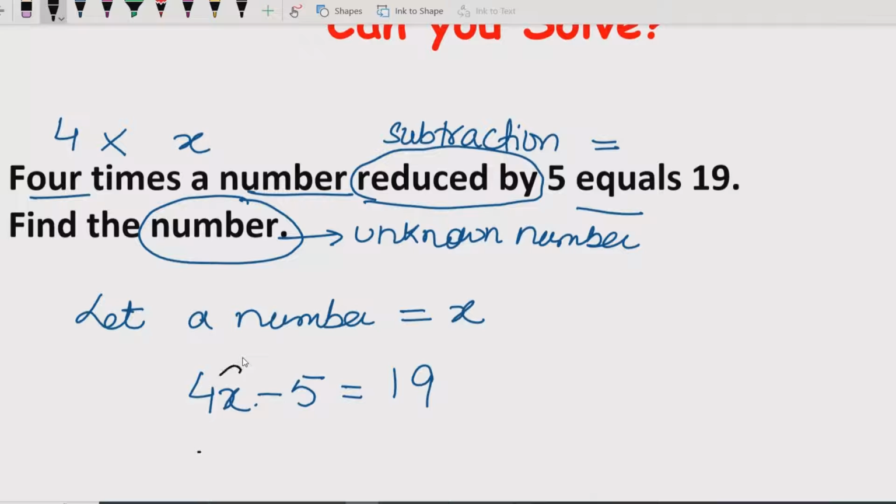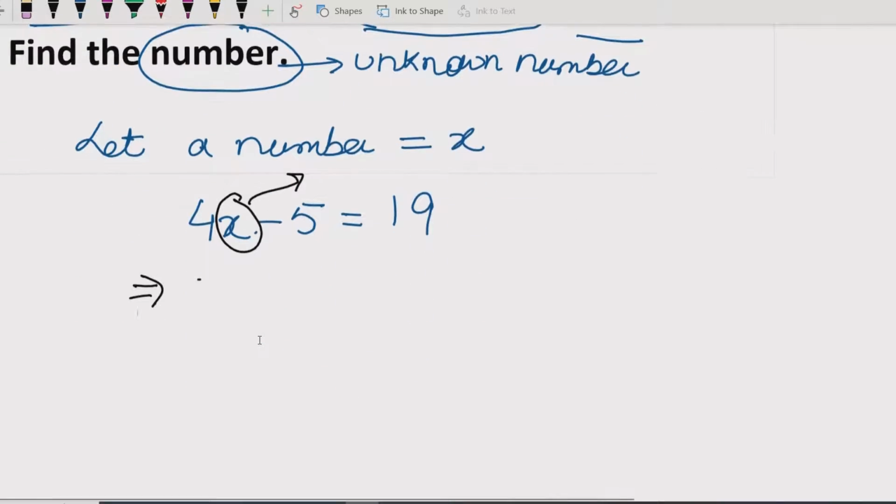Now you have to find out this number. This is the unknown number. So how can you find out this number? You have this expression 4x minus 5 equals 9, and after solving this expression you can find out the value of x. So now we have 4x and write 9.